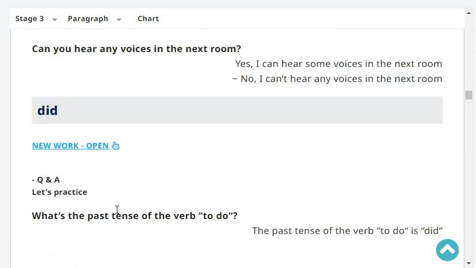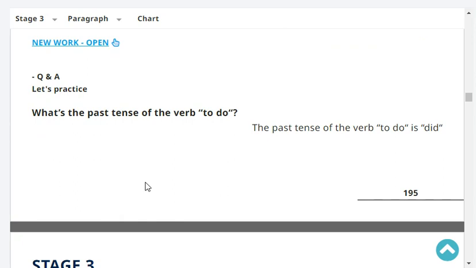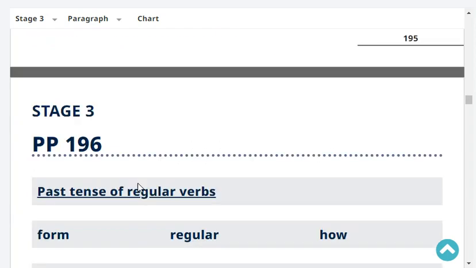Can you hear any voices in the next room? Yes or no? No, I can't hear any voices in the next room. What's the past tense of the verb to do? The past tense of the verb to do is did.